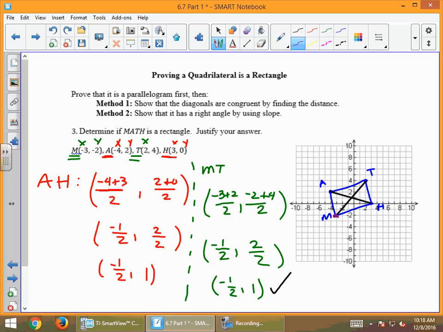Okay, so let's find AM first. Count. 1, 2, 3, 4. We went, what did I do? Counted a little too far. 1, 2, 3. We went down 4. So it's going to be positive or negative? Negative. And we went right 1, so it's going to be positive. So there's the slope of AM.